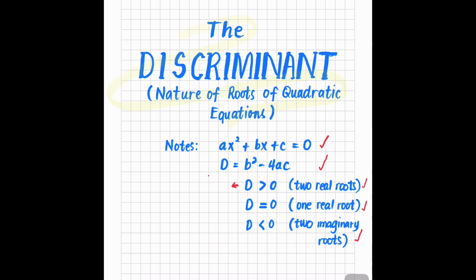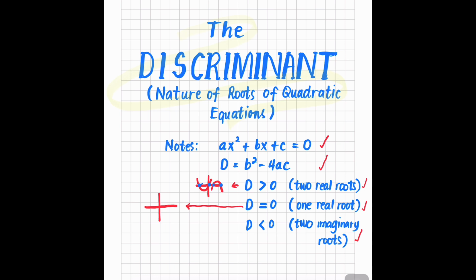So for the first one, two real roots. If the discriminant is greater than 0, we will have two real roots. So the graph, we may expect that definitely there will be 2 points on the x-axis that the graph will cross. For the second condition, if the discriminant is equal to 0, we're going to be expecting one real root. So how will the graph look like?